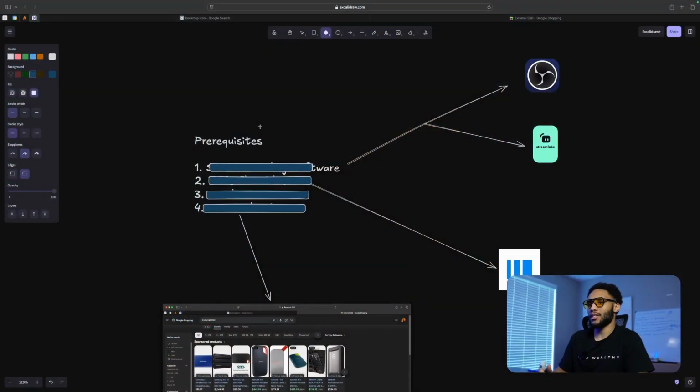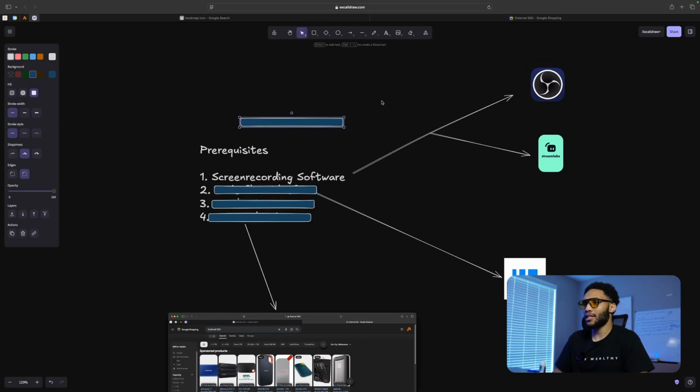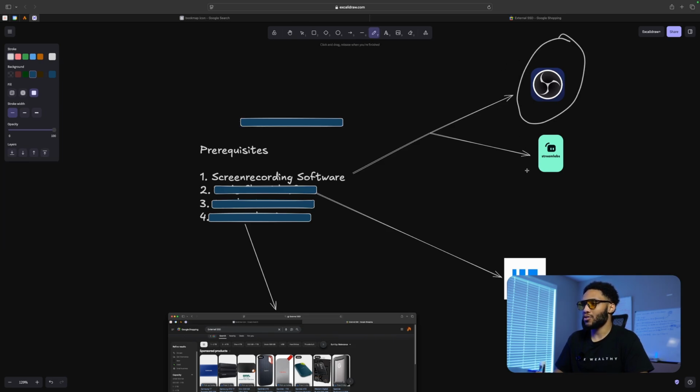The first thing that you're going to need is some sort of screen recording software. Pretty much anything that you can record your screen with. I mainly use OBS, but you can also use Streamlabs. Streamlabs I used to use, but you just need something where you can record your screen, like what I'm doing right now.